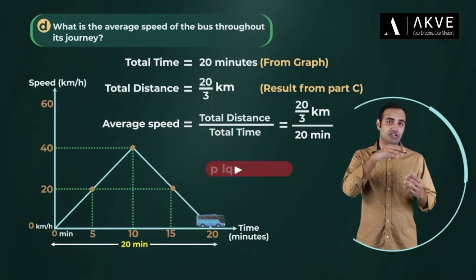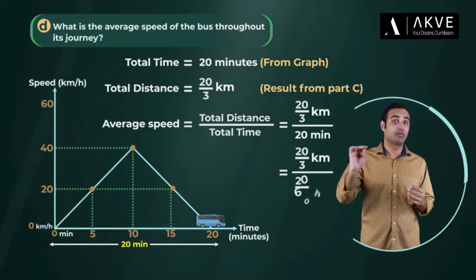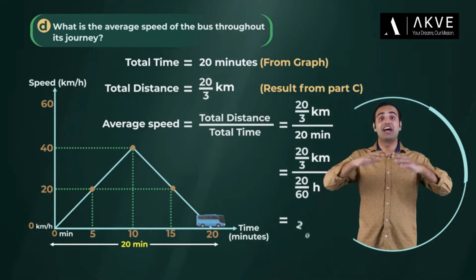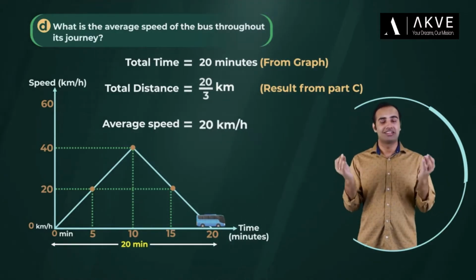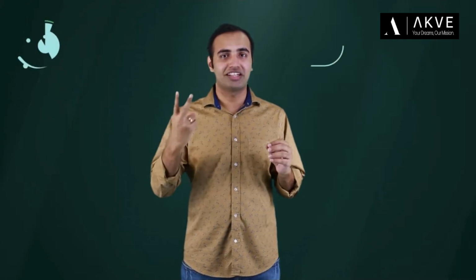Now once again we change minutes into hours and our expression becomes 20 by 3 kilometers divided by 20 by 60 hours. Now this upon solving gives us the value of average speed as 20 kilometers per hour. And that's our answer for part D, guys. Great, let's move on to the second problem now.